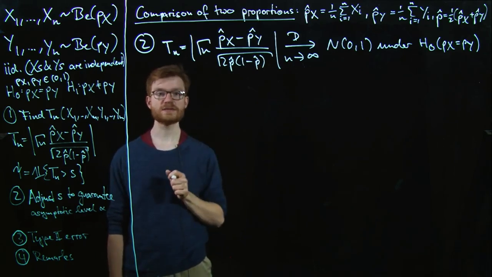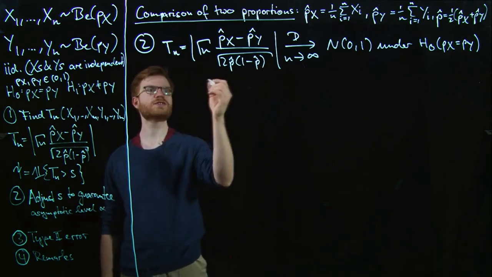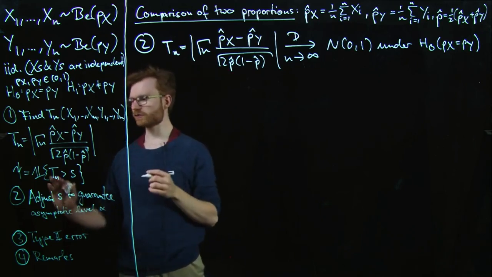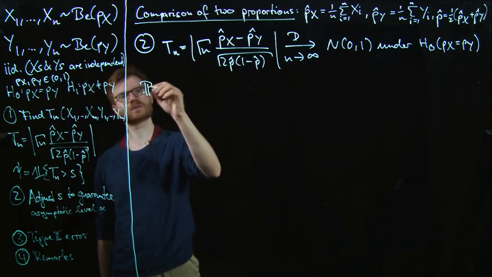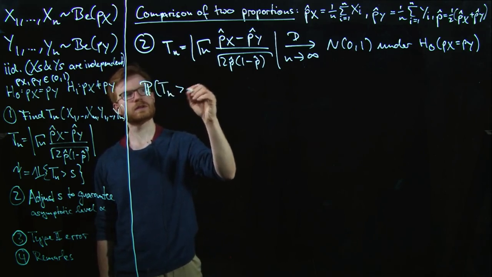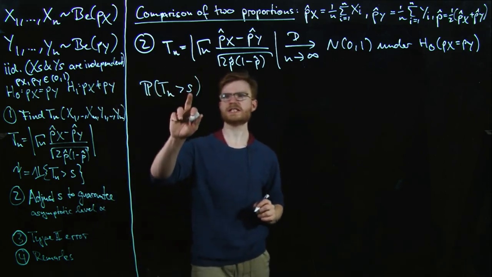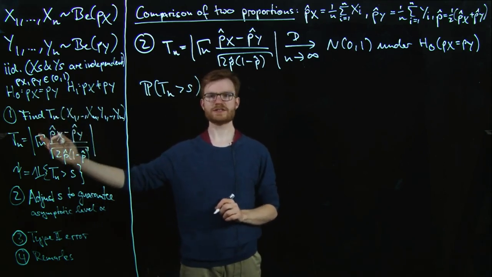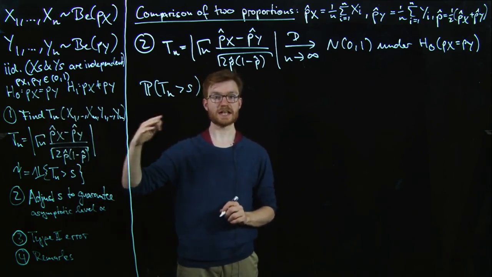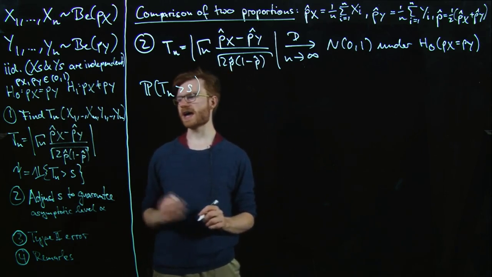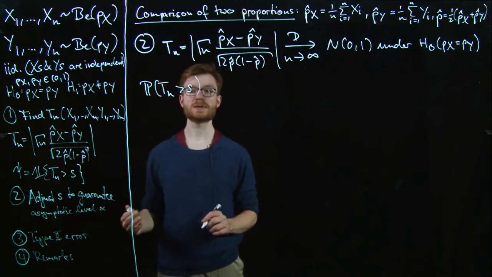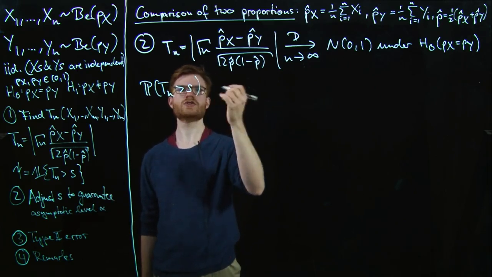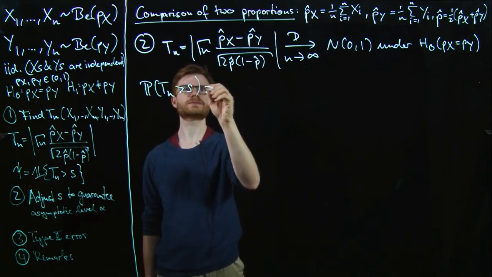OK, so if we have this asymptotic normality, then we do what we've done a couple of times already. Namely, we just have to guarantee that when we cut off at level S, when we decide to reject the null hypothesis, that this, under the null hypothesis itself, has asymptotic probability alpha. So we want this quantity here to be alpha at the end of the day.